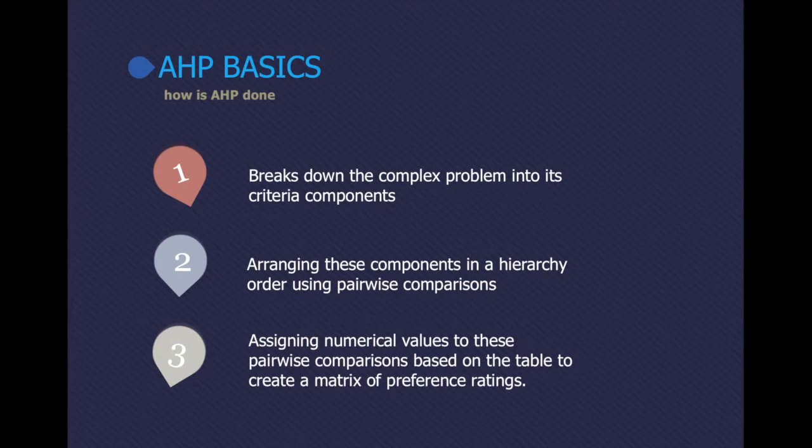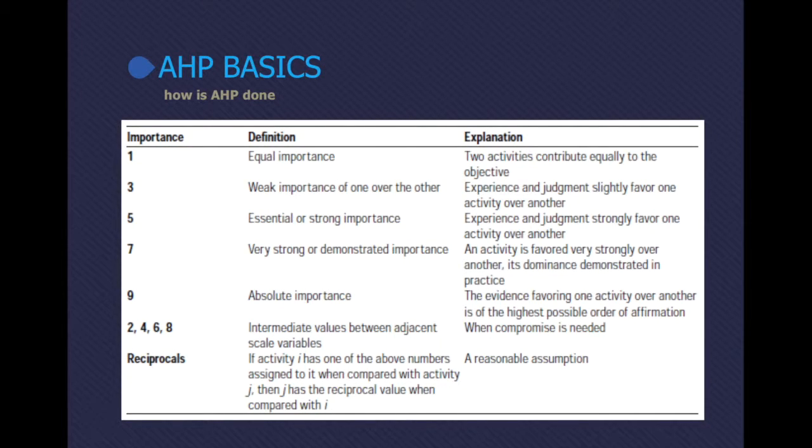Next, we will compare the criteria to one another using pairwise comparison to rank the criteria in order of importance. To do this, we will assign numerical values based on the table for each pairwise comparison. For every two criteria, the decision maker has to decide if they are of equal importance or if one has a weak, strong, or very strong importance over the other. Based on that decision, a number is given to each pair. These numbers will form a preference rating matrix.